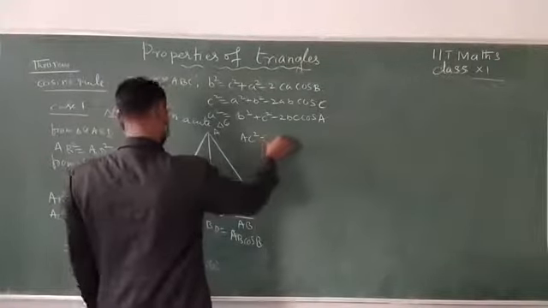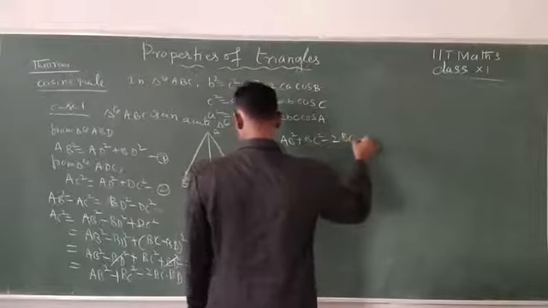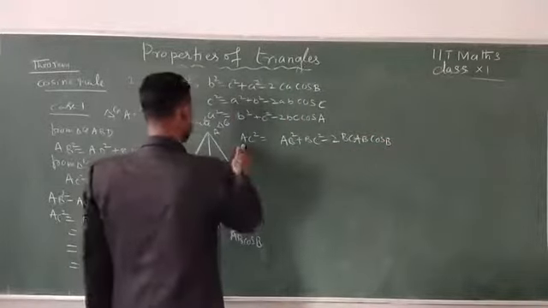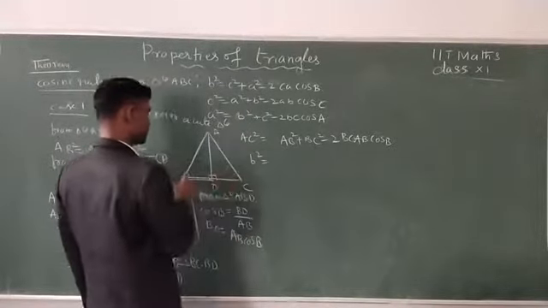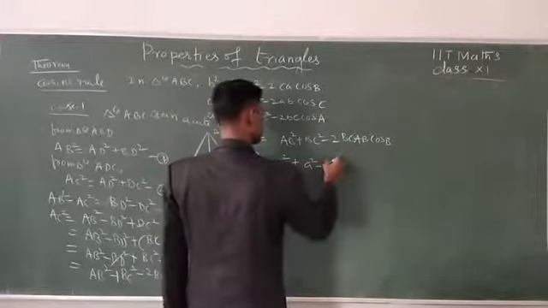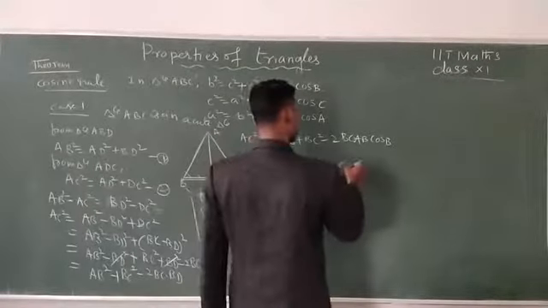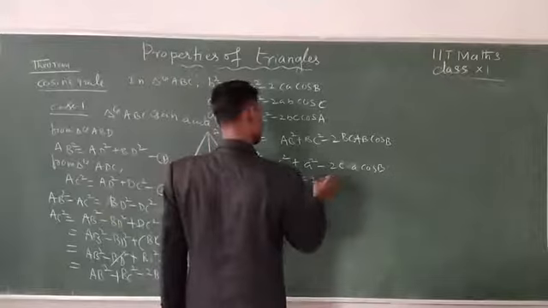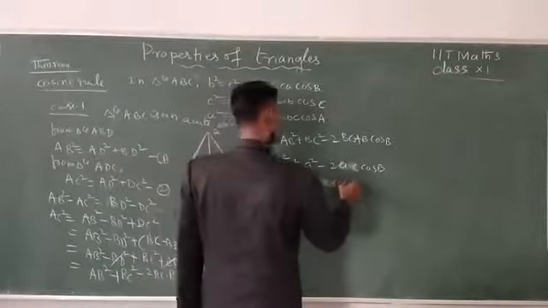Now AC square is equal to AB square plus BC square minus 2 times BC into BD, and instead of BD you can write AB into cos B. Now you can substitute: AC means this is B, AB means this is C, and BC means this is A. Then this is also 2 times C into A cos B. Rewriting again: B square is equal to C square plus A square minus 2CA cos B.